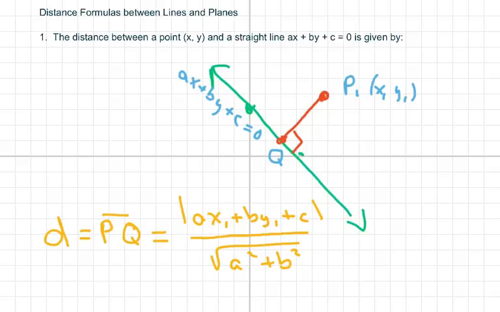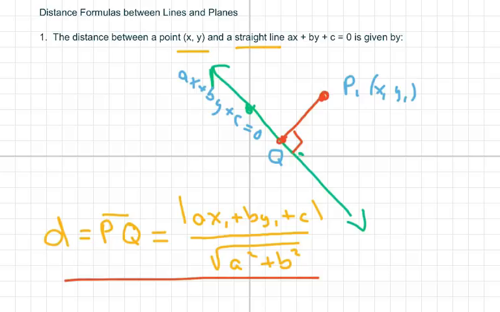Hi everyone, this is a short video on how to calculate distance between lines and planes and other such things, and parallel lines. So I have the formulas written down here. So this is the distance between a straight line and a point, and your formula is here.